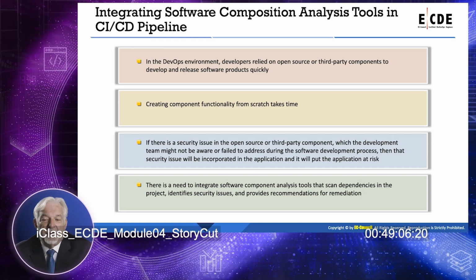If there is a security issue in the open source or third-party component, which the developer team might not be aware of or they failed to address during the software development process, then that security issue will be incorporated in the application and probably put that application at risk. So there is a need to integrate software component analysis tools that scan dependencies in the project, identify security issues, and provide recommendations for remediation.